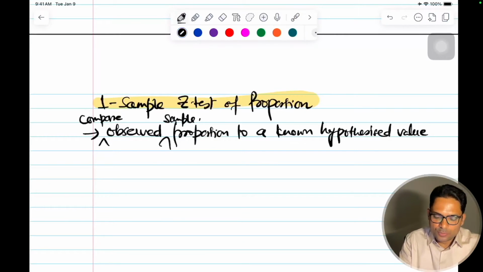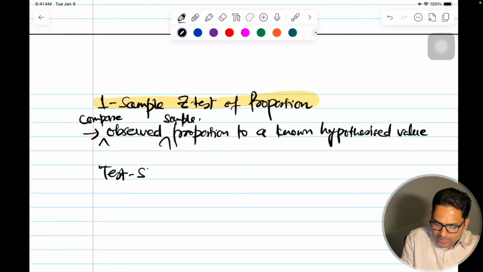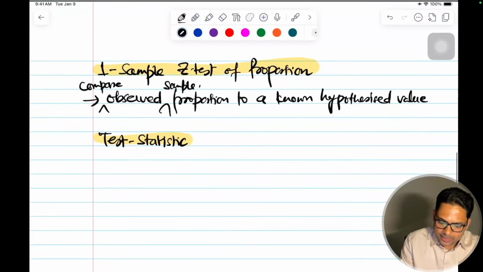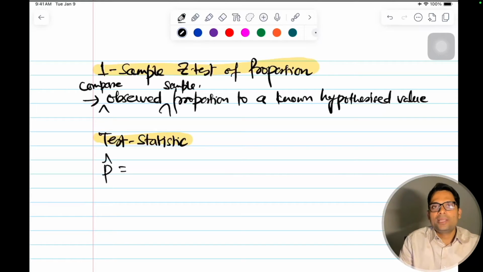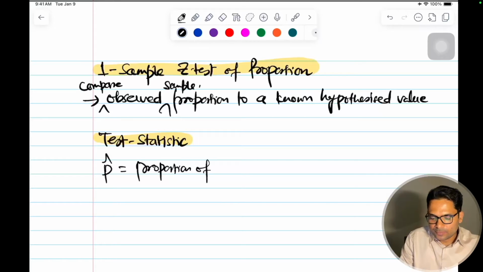Next thing is the test statistic. What will be the test statistic for this? All the tests will have a test statistic, like we had for the t test and z test. It is called z, because it's a z test. Let me define all the terms. What was p hat? P hat we have defined. This is the proportion of success, that is equal to x by n.